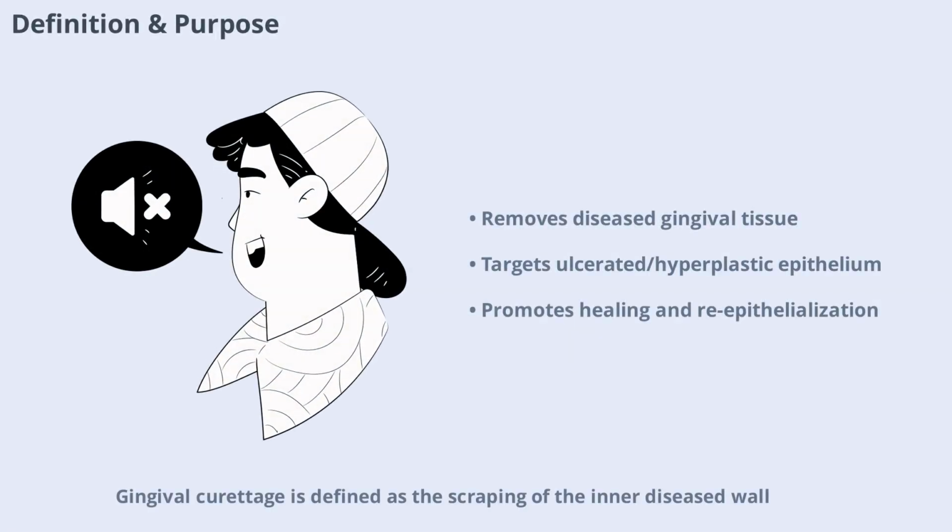Gingival curettage is defined as the scraping of the inner diseased wall of the gingiva to remove ulcerated or hyperplastic epithelium and damaged connective tissue, all the way down to the intact gingival corium. The main purpose is to eliminate chronic inflammatory granulation tissue, which often contains bacteria, calculus, and proliferative cells. By removing these tissues, the procedure promotes resolution of inflammation and allows for healthy re-epithelialization. This foundational step sets the stage for improved oral health and recovery.